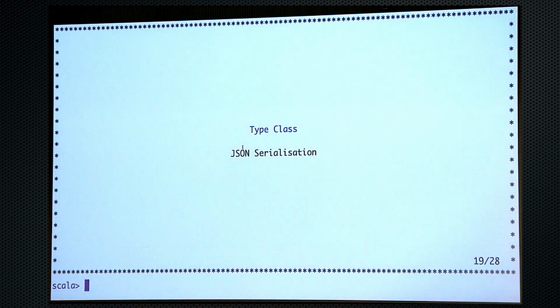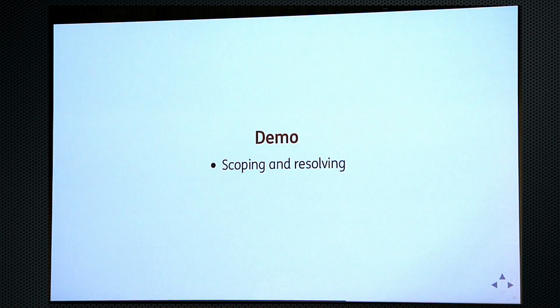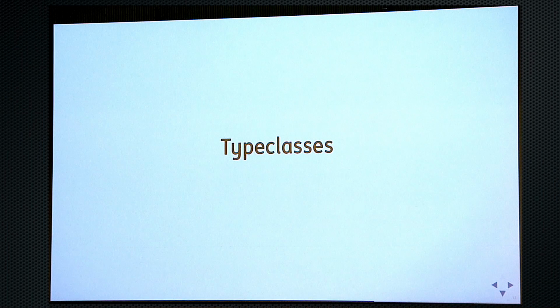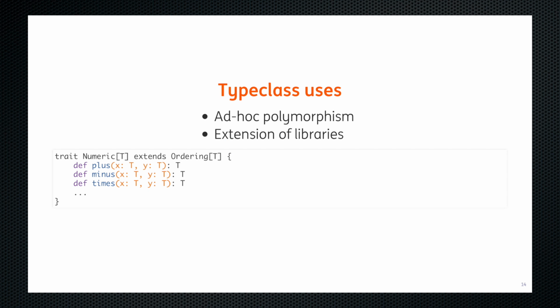Okay, so this is another example. Let's go back to the slides for a bit. So, yes, type classes. This is a very powerful feature that's actually being driven entirely by implicits when you want to implement them in Scala. But first, a bit of background.